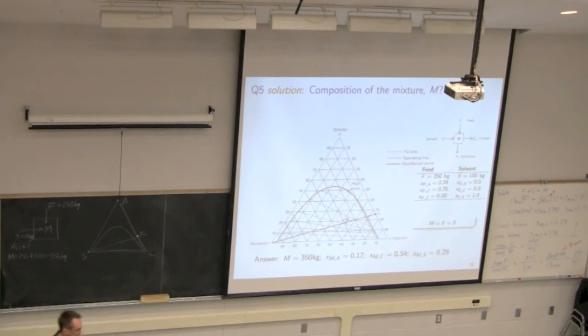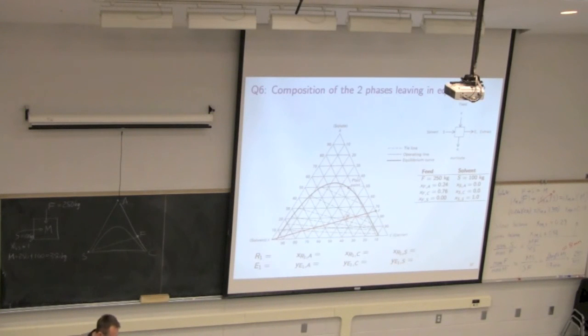Okay, so that's in fact the next question, question six: find the composition of the two phases leaving in equilibrium. So find x_R for A, C, and S, and y_E for A, C, and S.